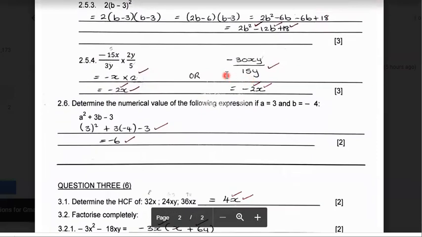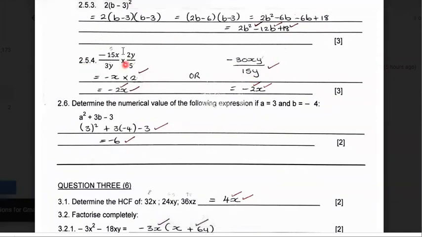2.5.4. Now, here you have a fraction multiplied by a fraction. So two methods you could use here. One of them is looking for factors that you may cancel out. So let's look at that one. If you're looking at minus 15x divided by 3y times 2y over 5, you want to look for things in the numerator that have factors in the denominator that you may cancel out with.